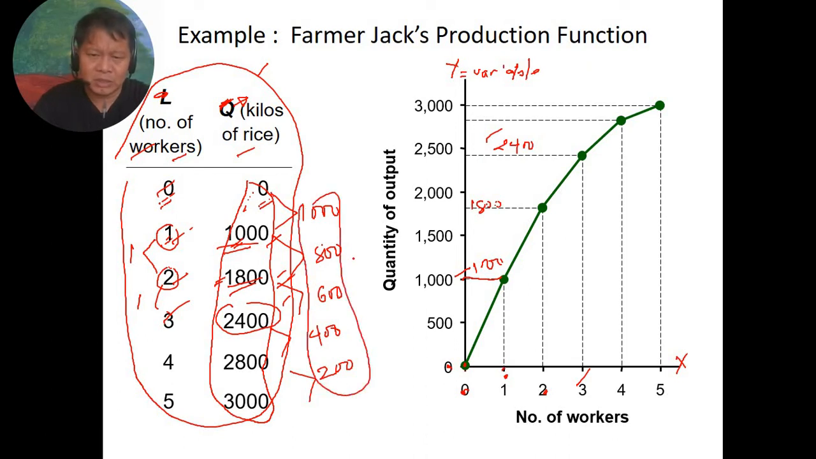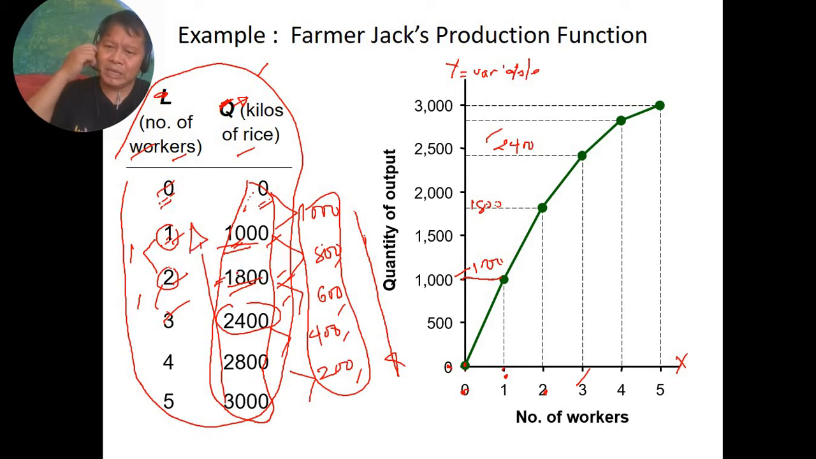So the first increase is 1,000, the second increase is 800, 600, 400, and 200. So although the output is increasing, the marginal output increases at a decreasing rate. So although it is increasing, the increase is decreasing. Okay? The production increases, but the increase in production is decreasing. So if you look at the curve here, near the top, it bends a little.